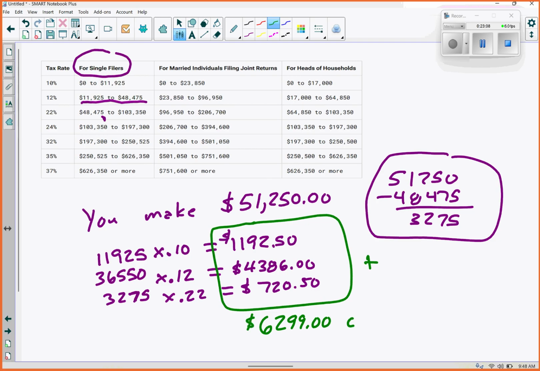Okay, this is what you owe in tax to the federal government. Okay, so of your $51,250, you're losing almost $6,300 of that to the federal government.